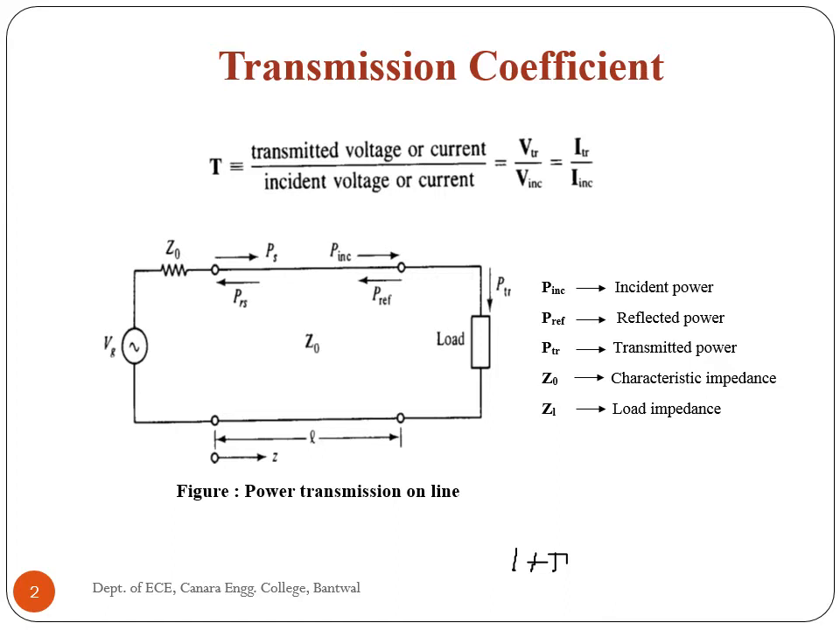The figure shows the transmission of power along a transmission line, where PINC is the incident power, PREF is the reflected power, PTR is the transmitted power, Z0 is the characteristic impedance and ZL is the load impedance.